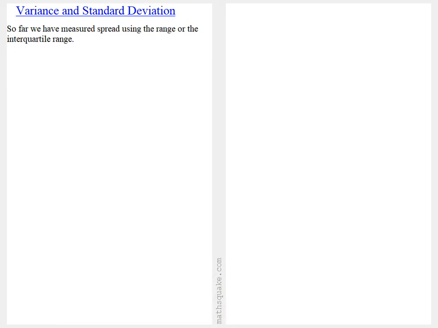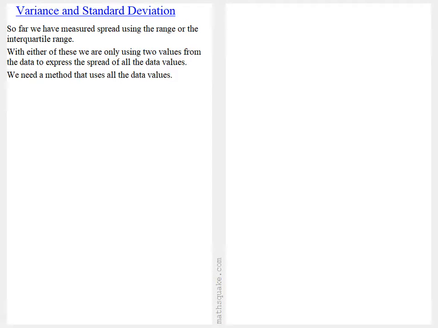Now so far we've measured spread using the range or the interquartile range. With either of these we're only using two values from the data to express the spread of all the data. This isn't very good because we really want to know what's happening with all the data. So we need a method that uses all the data.